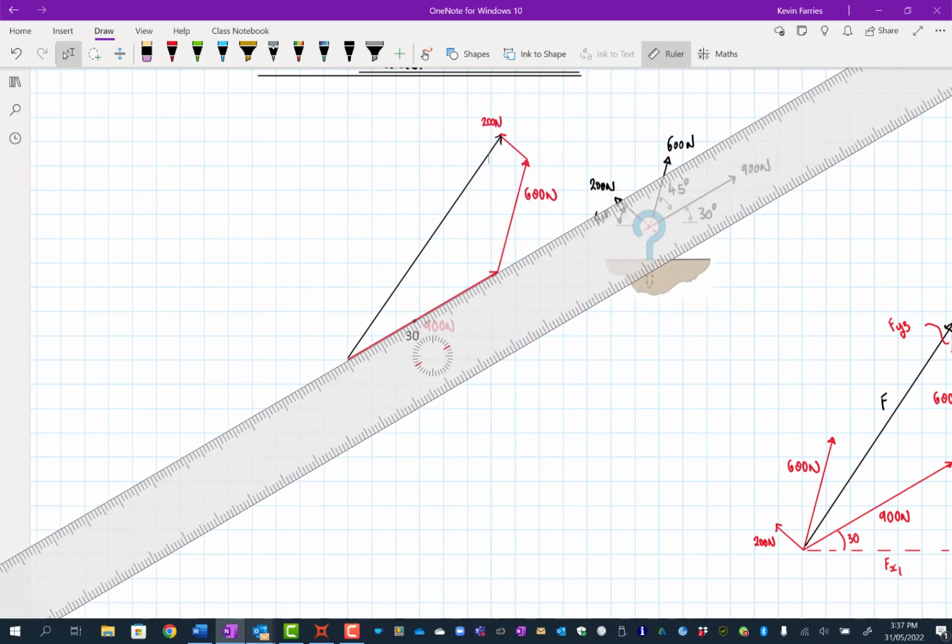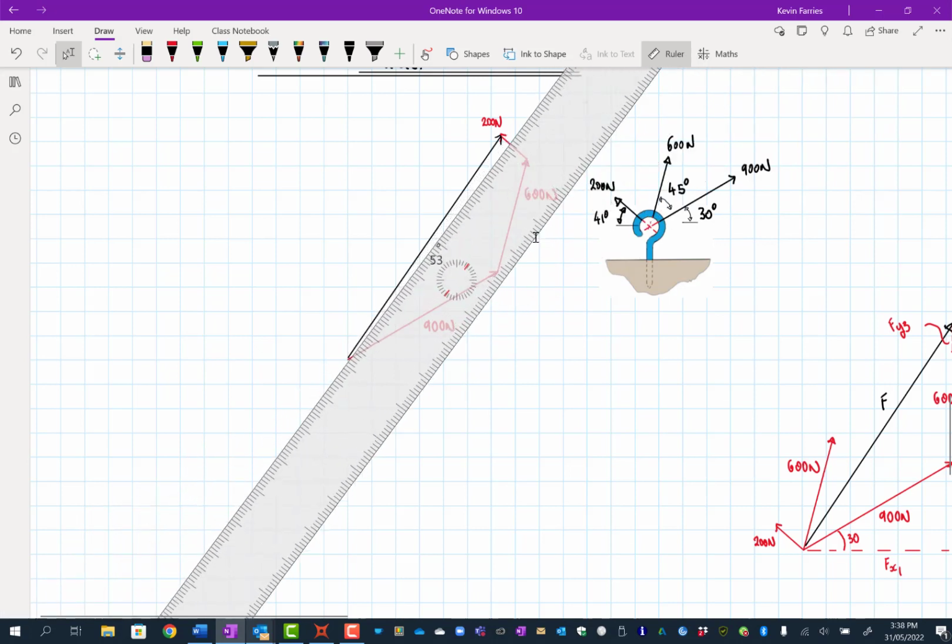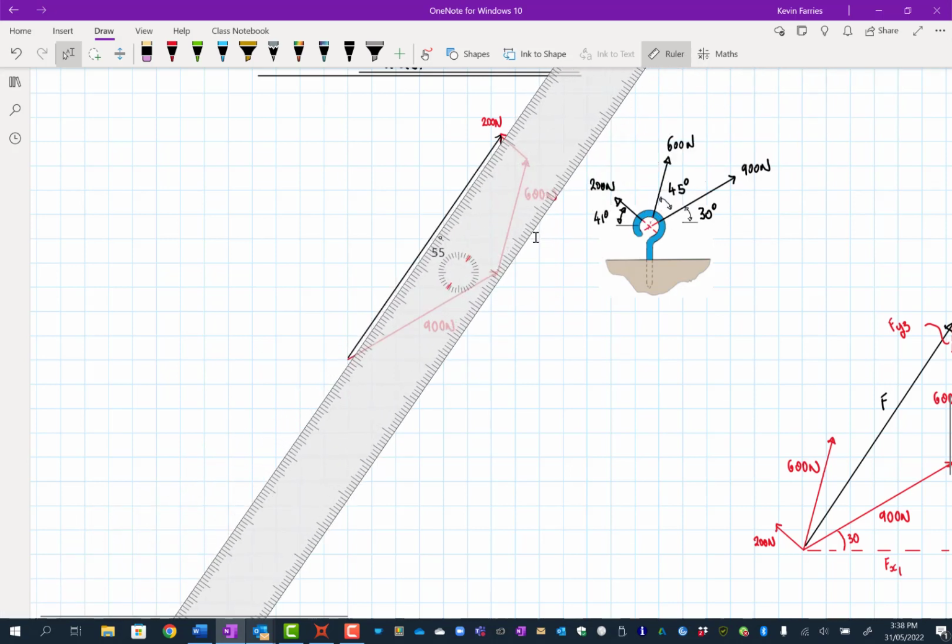Now this is 900 newtons. Let's see how many divisions we've got. 5, 10, 15, 20, 25, 30, 35, 40, 45. So I am doing 100 newtons for every 5 divisions. 100, let me just check that. 100, 200, 300, 400, 500, 600, 700, 800, 900. So let's see what we've got for a resultant.